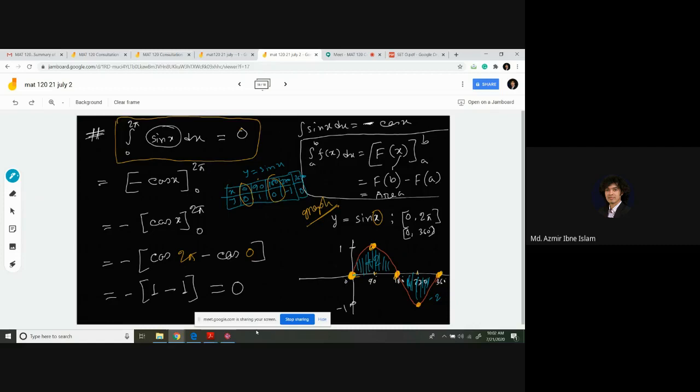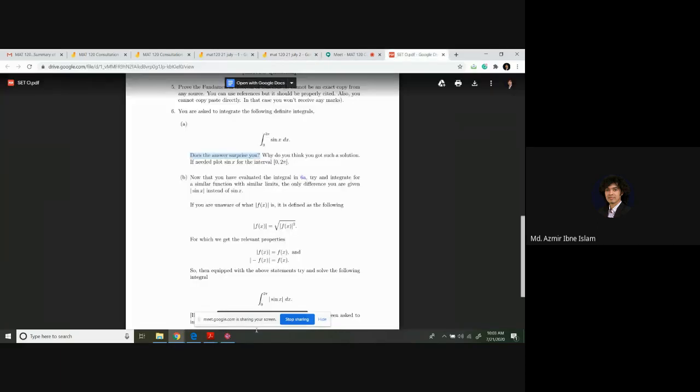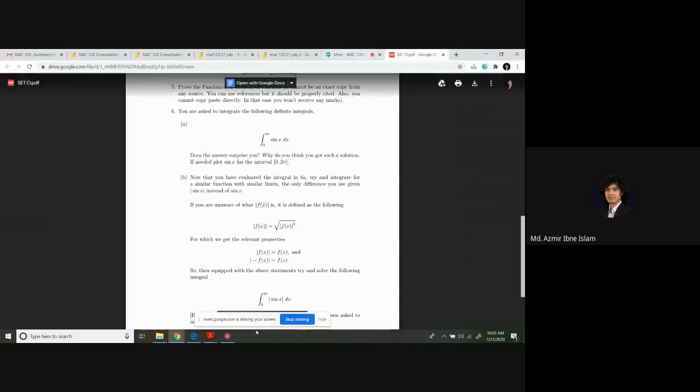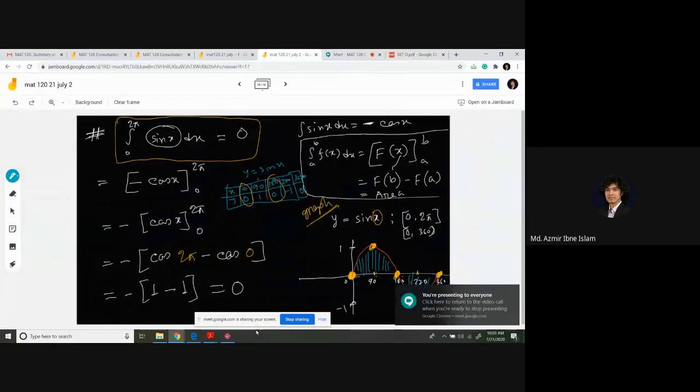That means if you have an area above the x-axis and the same area below the x-axis, then these two parts will cancel out and you will get 0. This is the geometrical figure. Since you have been asked to draw the geometrical figure here, if needed, plot sine x over the interval. I have already done this. Clear?